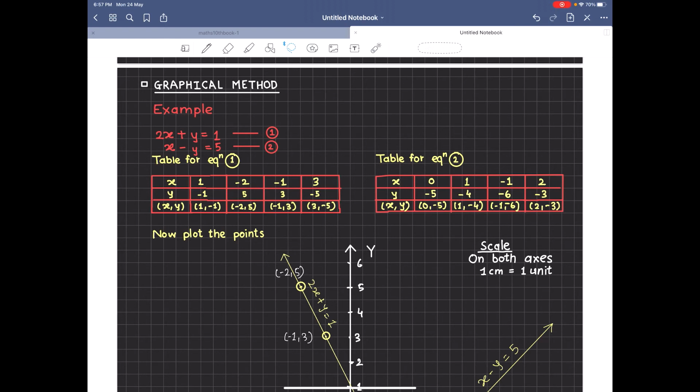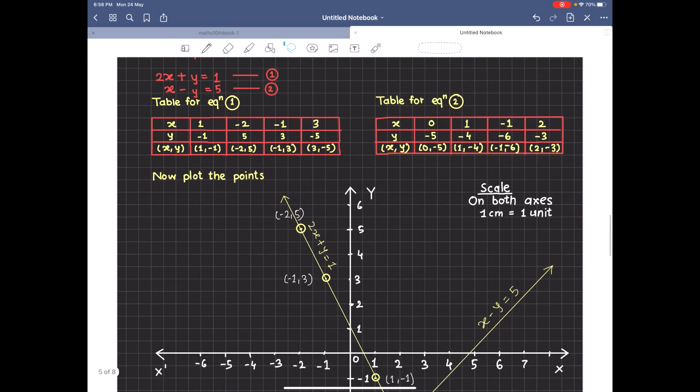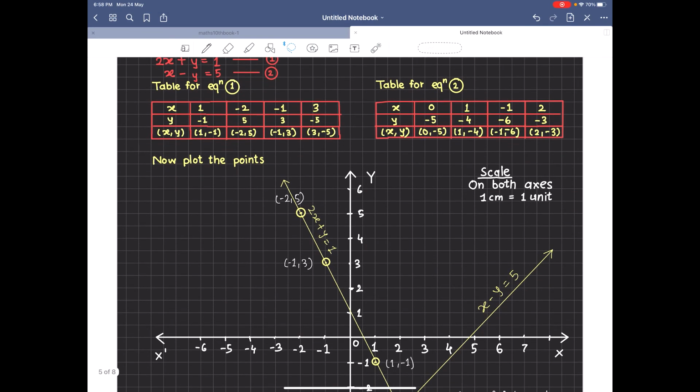Now, the same process is followed for equation number 2. This is the table you have got for equation 2. Okay. Next step is what? One more thing I want to mention is that you have to use at least 4 points to draw the table. That is 1, minus 2, minus 1, 3. These are the 4 points. Why? What is the reason behind using these 4 points?